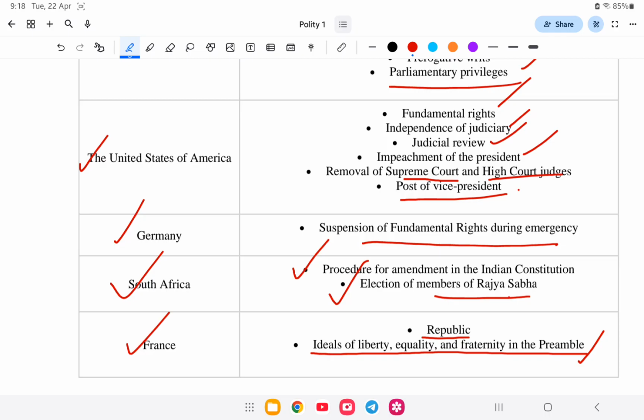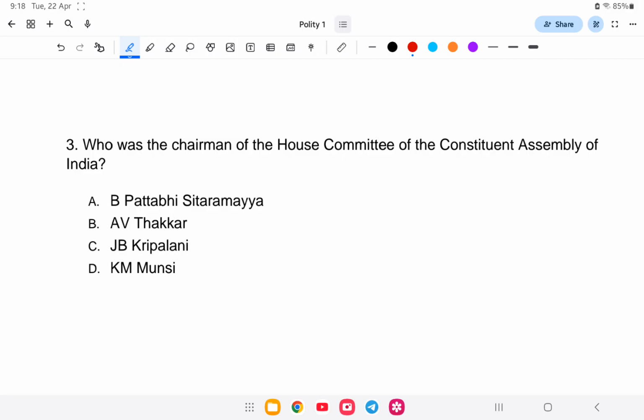Let us go to the next question. Who was the chairman of the House Committee of the Constituent Assembly of India? Is it A. Pattabhi Sitaramayya, A.V. Thakkar, J.B. Kripalani, or K.M. Munshi? So what is the answer? The answer is option A, that is Pattabhi Sitaramayya. Let us study in detail about this.